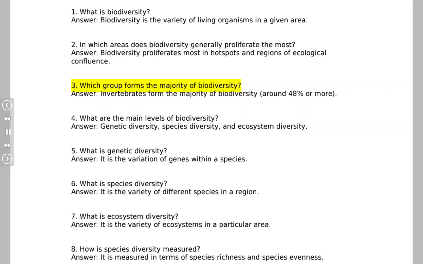3. Which group forms the majority of biodiversity? Answer. Invertebrates form the majority of biodiversity, around 48% or more. 4. What are the main levels of biodiversity? Answer. Genetic diversity, species diversity, and ecosystem diversity.